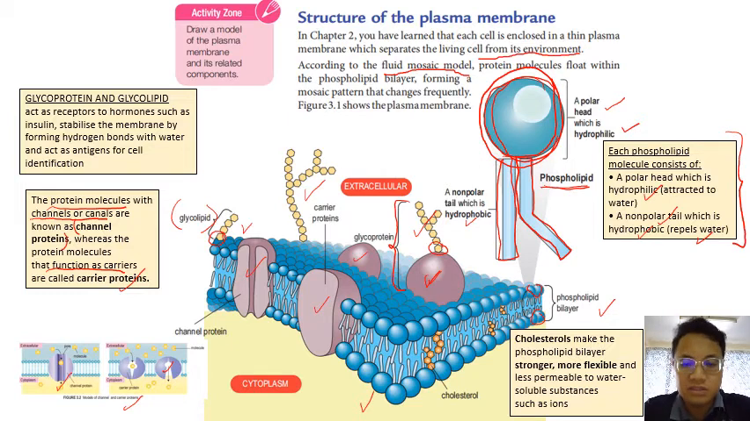Now these two, glycoprotein and glycolipid, act as a receptor to hormone such as insulin. They stabilize the membrane by forming hydrogen bond with water. And lastly, they act as an antigen for cell identification. So these are the functions you have to remember.